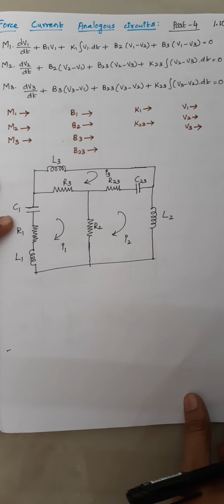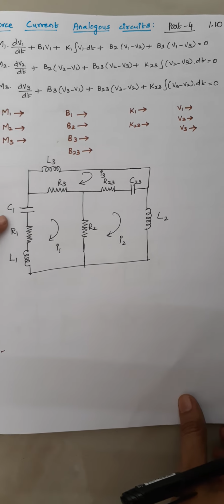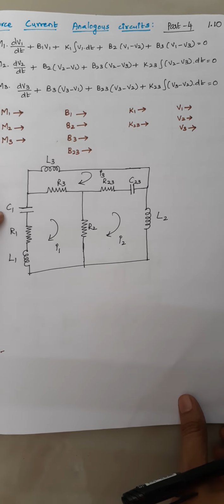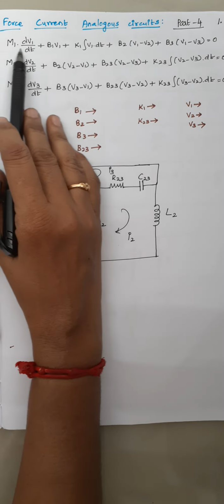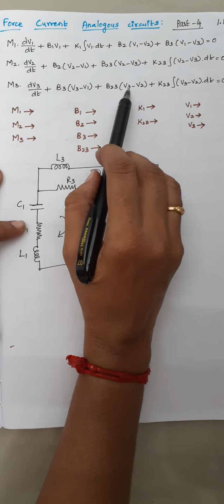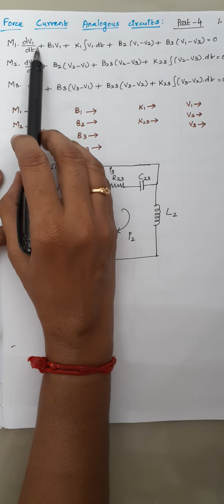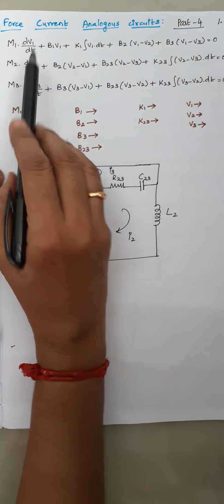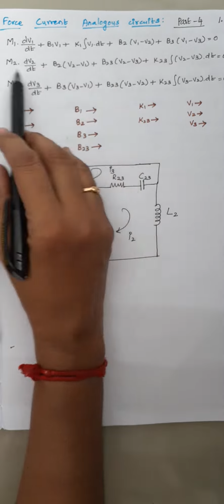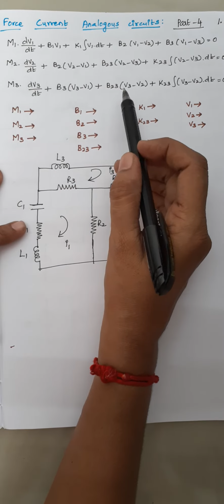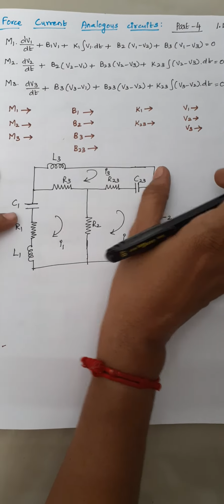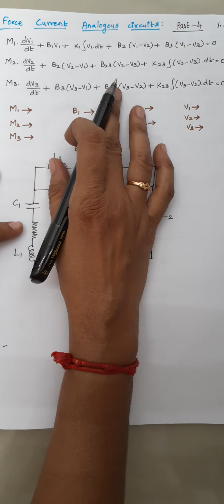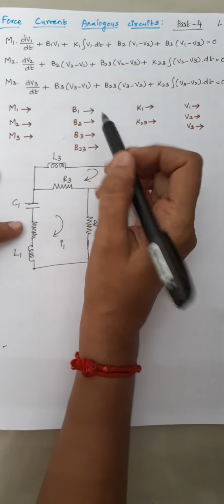Today we are going to solve part 4 of example 1.10. That is, now we are going to draw the force current analogous circuit. These are the general expressions, that is, the differential equations of mass m1, mass m2 and mass m3 respectively, written here. Here the displacement is replaced by velocities, right? So from this equation we are going to obtain our force current electrical analogous circuit.